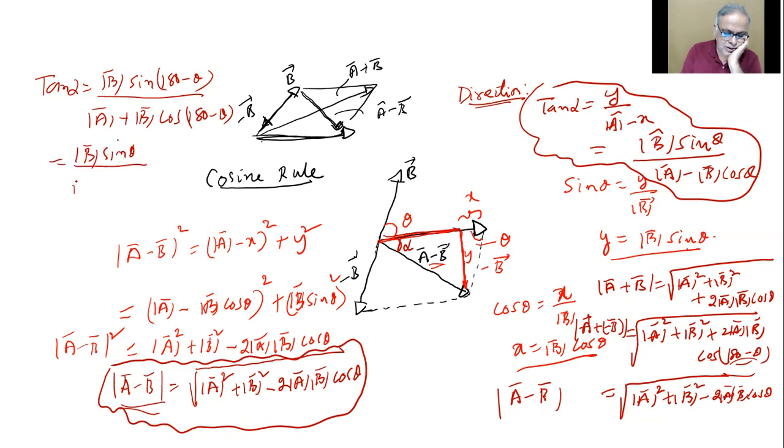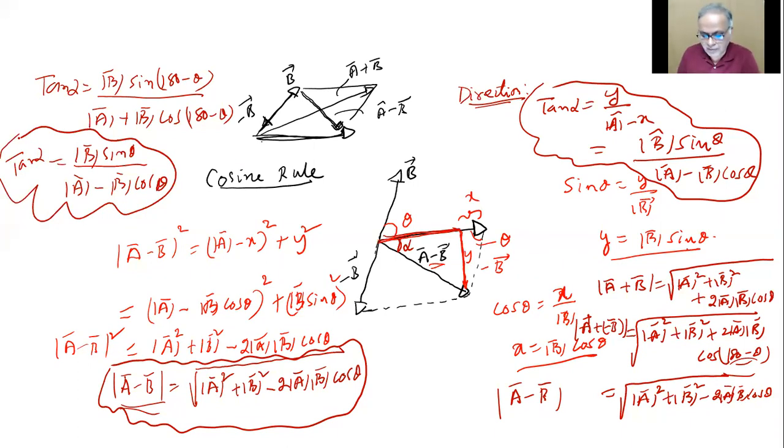This is mod A minus mod B cos theta, because cos of 180 minus theta is minus cos theta. So the tan alpha formula for the difference of two vectors: that alpha will be below A. Previously that alpha was above A, now it is below A. So the angle made by the difference of two vectors, the new vector which you got by subtracting B from A, makes an angle alpha given by this formula below A.